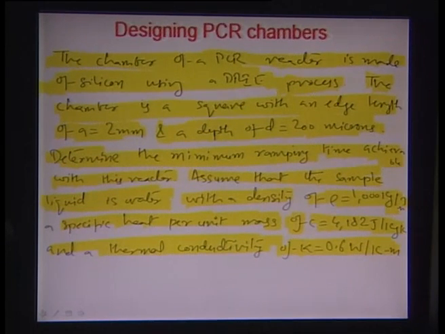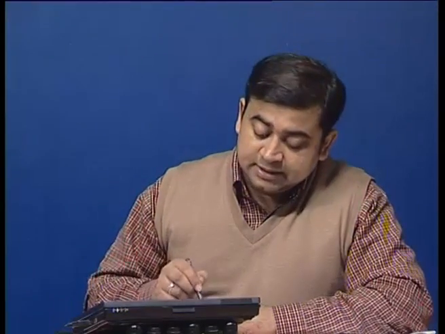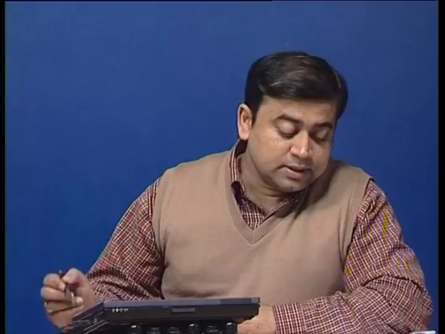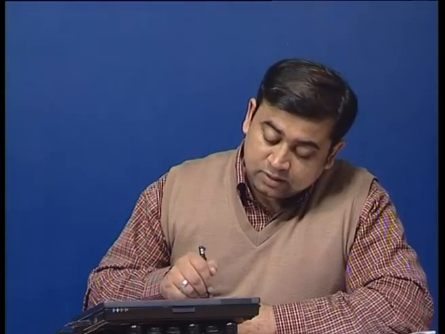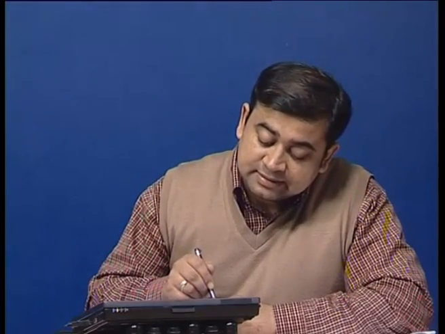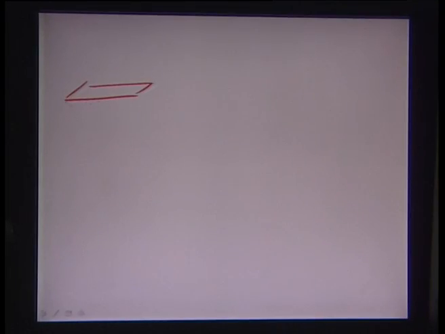So let us use the theory that we have just formulated in terms of electrical analogy. Essentially we need to find out the thermal capacitance and the resistance in this case. First, let's draw the chamber. You have a case where you have a 2 mm by 2 mm chamber, and the depth of this chamber is close to 200 microns, and we assume a heat transfer from bottom to top.